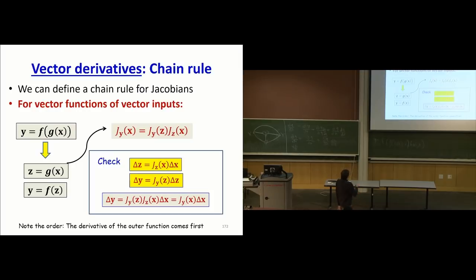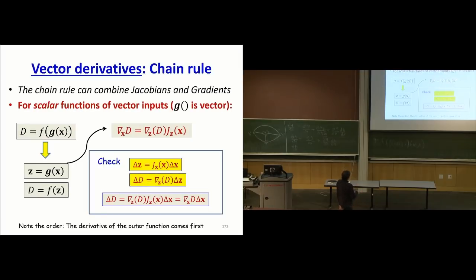Now, suppose y is not a vector. Suppose y is a scalar, like the case of the divergence. The same rule applies. So this is going to be the derivative of the divergence d with respect to z times the Jacobian of z with respect to x. Again, I'm using the same chain rule.